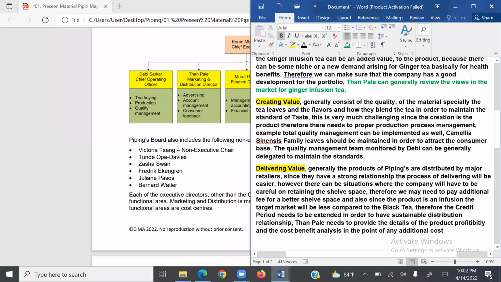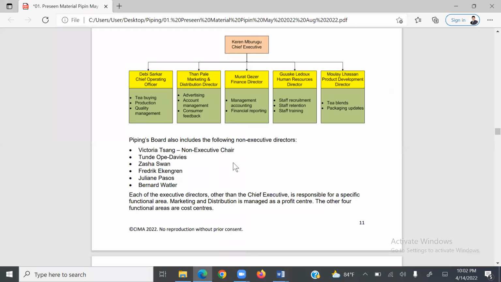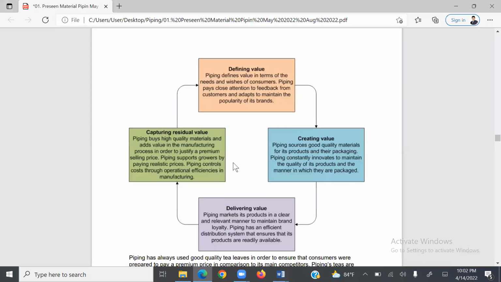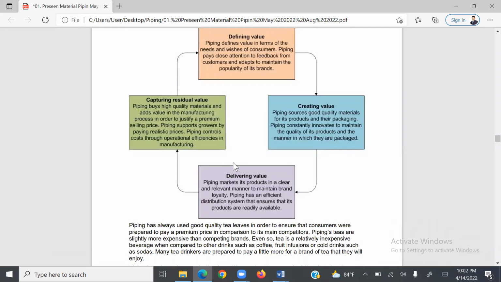Now coming to the next one, that is the residual value. So before moving to the residual value, any questions with delivering value? Students, any question with delivering value? If you have any questions, you can ask me.